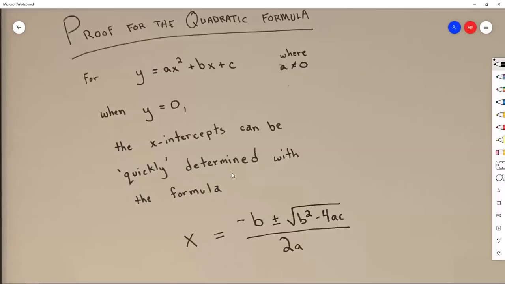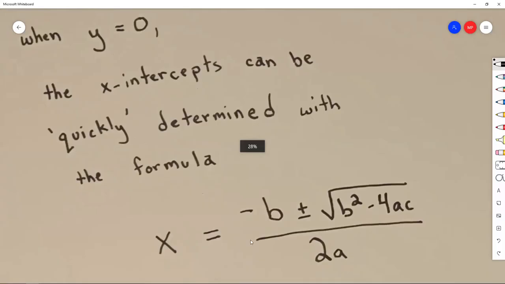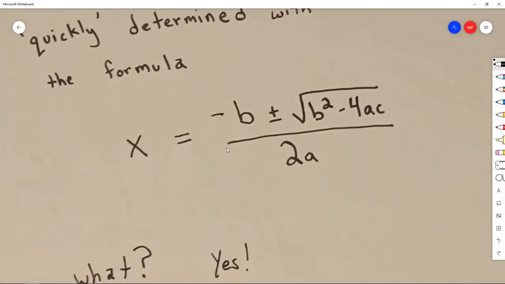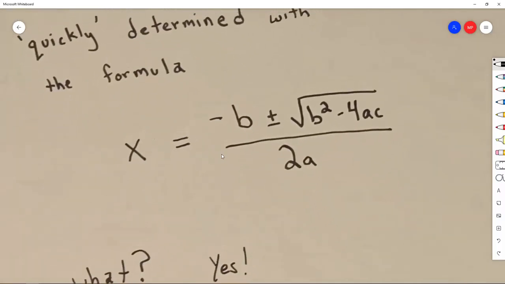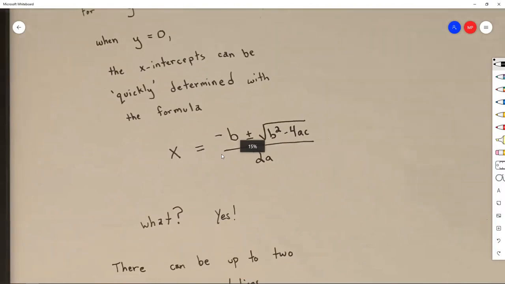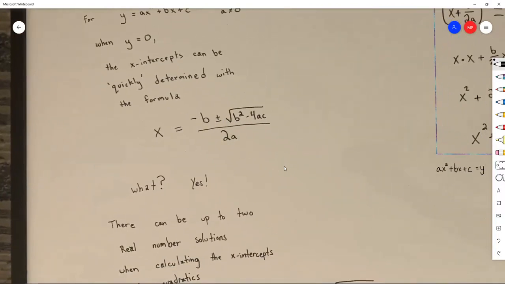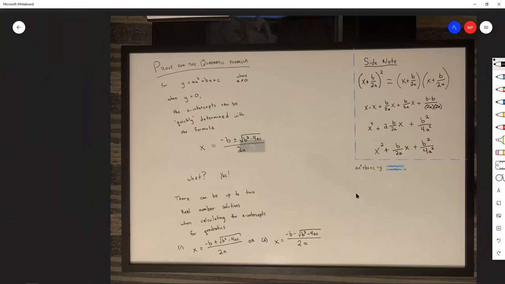Flipping back over here, I would like to take this y equals ax squared plus bx plus c, and I would like to turn it into this beast of an equation. Let me show you how to do that. Here's the whole board here. Take a pause, take a look.